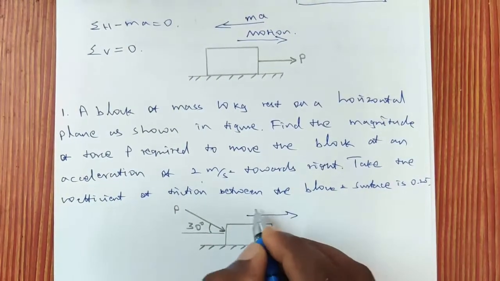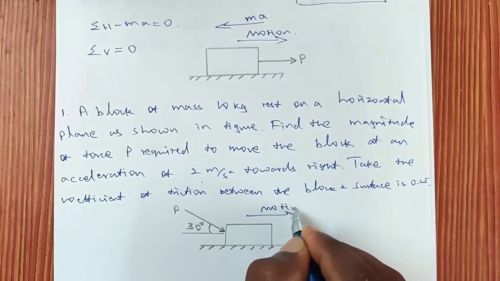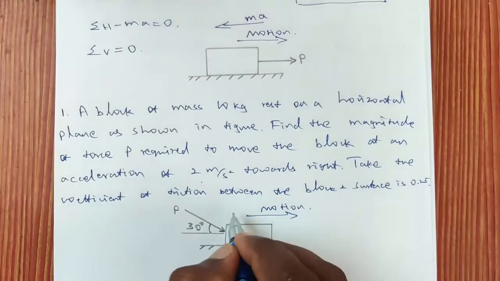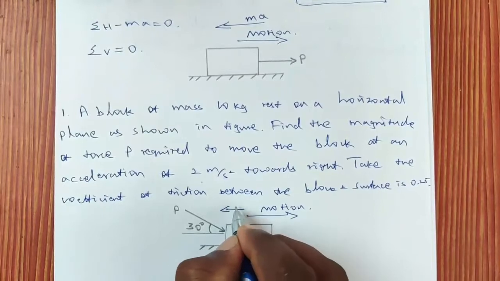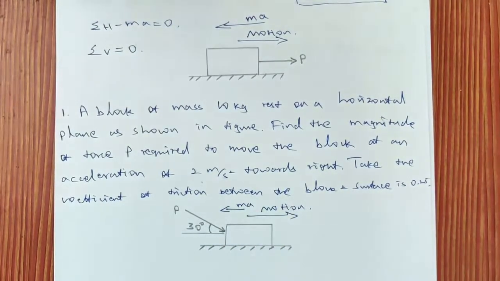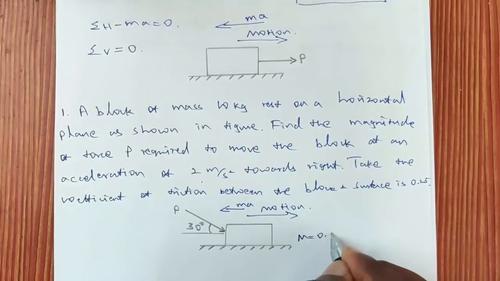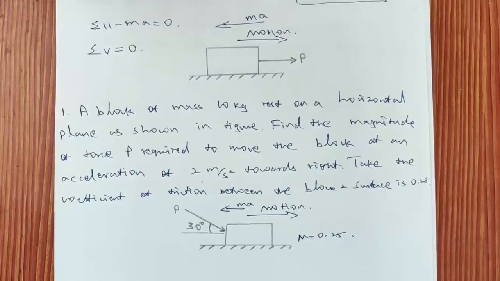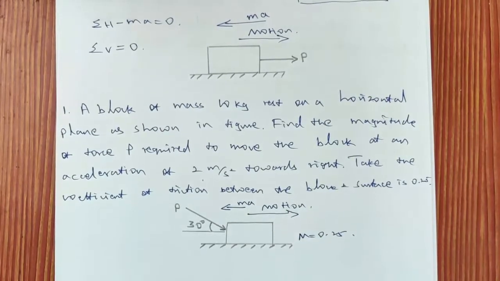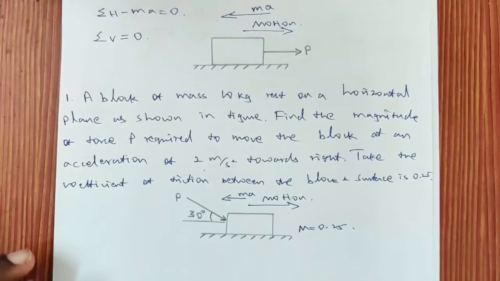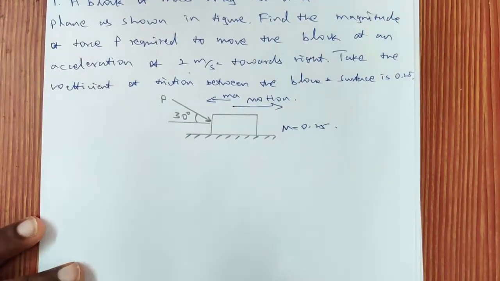The body is moving to the right hand side direction, and we know that when the body is moving towards right, then the inertial force ma will be acting in the opposite direction. Okay, the coefficient of friction is given, that is mu is equal to 0.25. We have to find out P required to move the block at an acceleration of 2 meter per second square. So let us draw the free body diagram first.